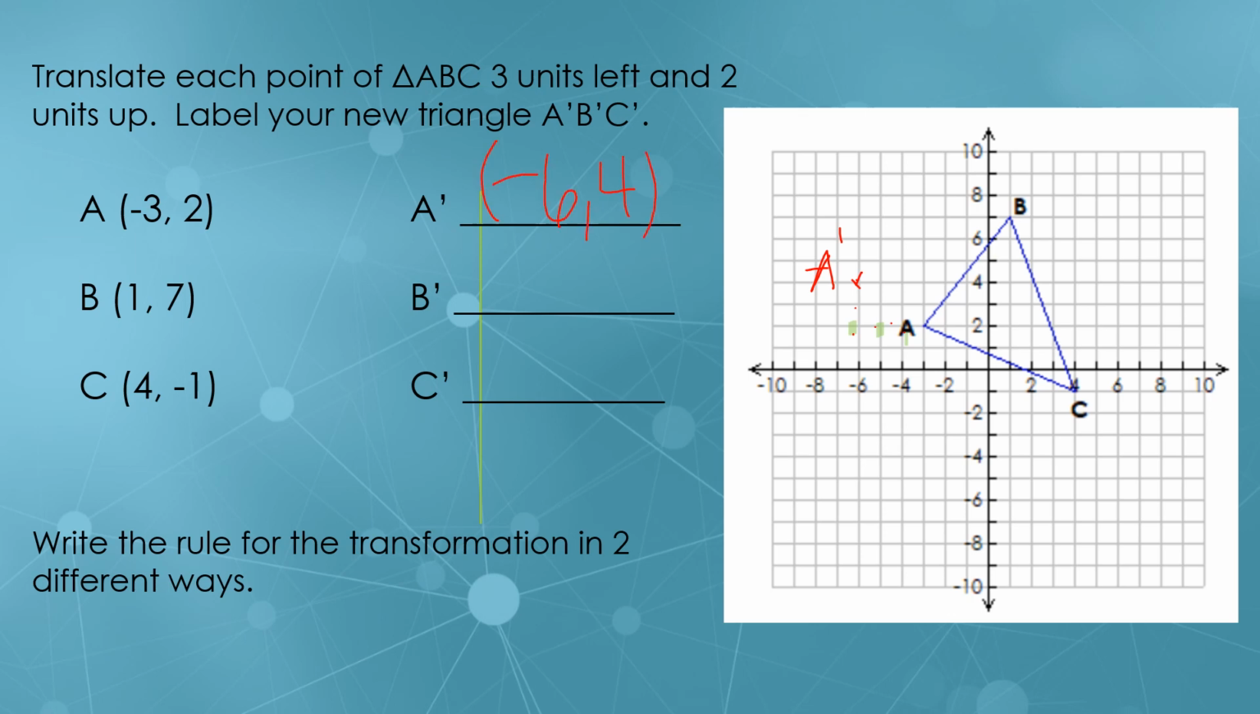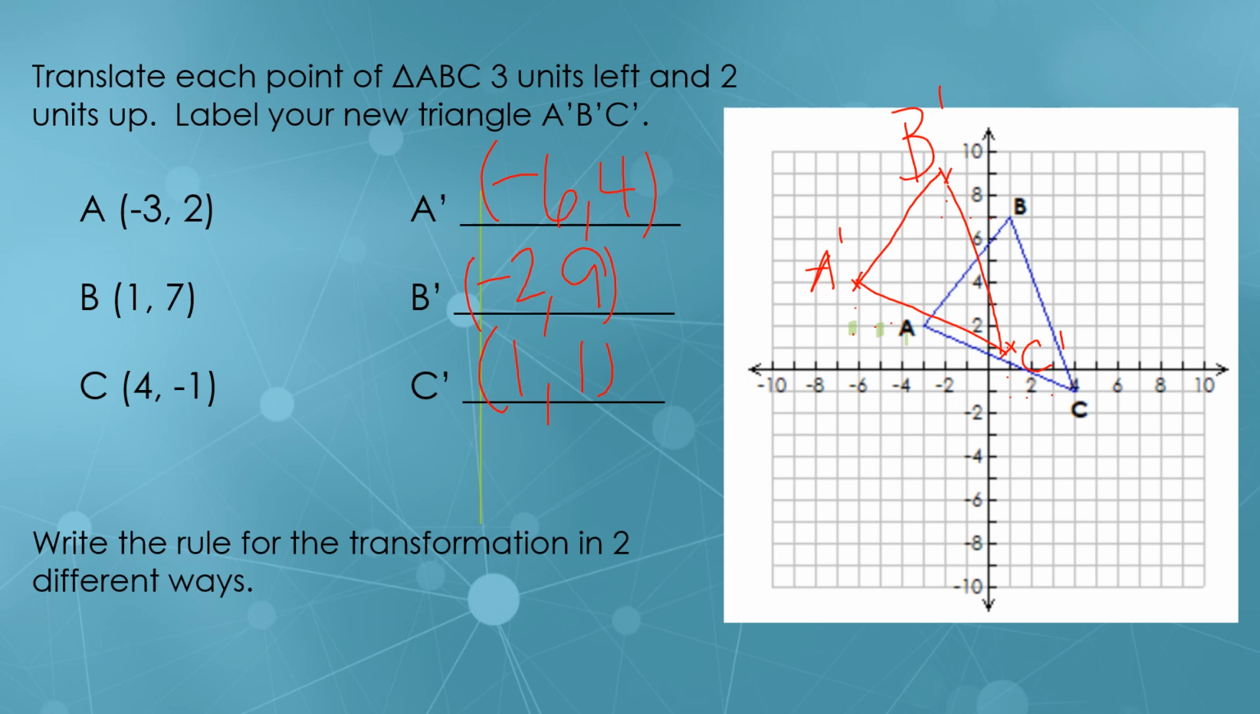And I'm going to go to B, 1, 2, 3 left, 1, 2 up. It's right there at -2, 9. And then C, 1, 2, 3 left, 1, 2 up. So C prime is at 1, 1. Again, when you're doing this, you should definitely use a ruler to make a nice shape.